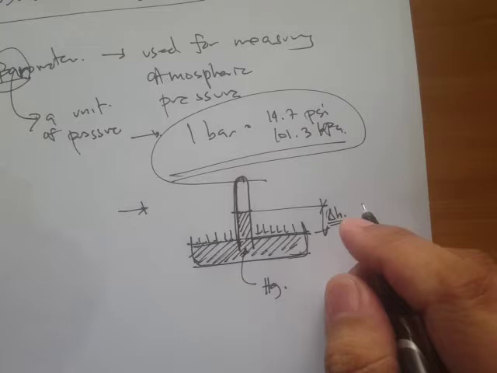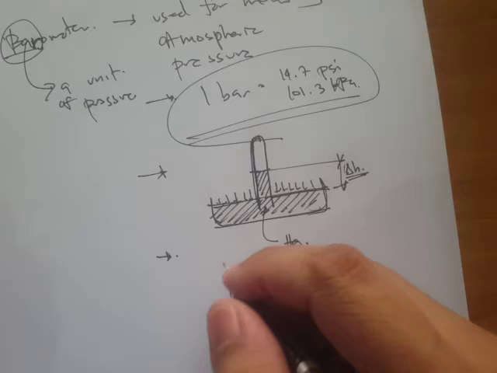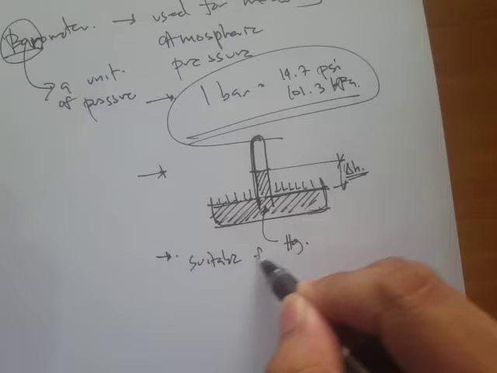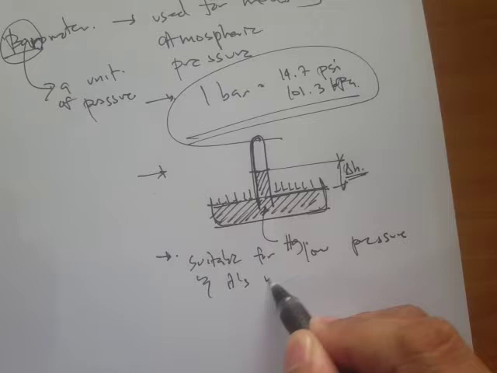and that's going to be our delta H or delta Y, which is related to the pressure difference. Okay, so this one is just suitable for low pressure, and it's not suitable for vacuum pressure.